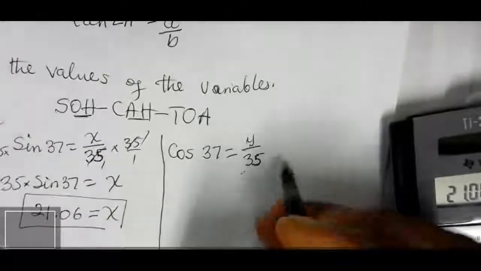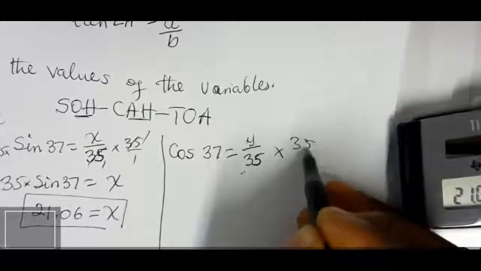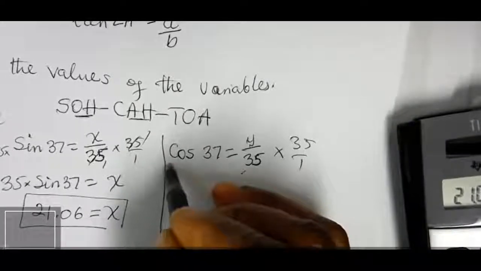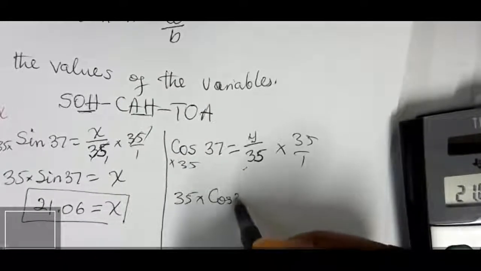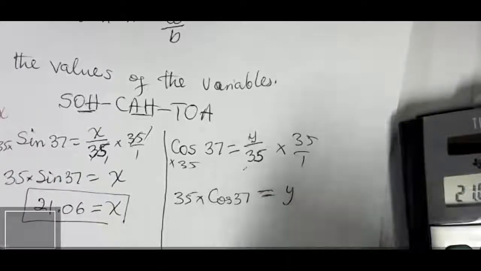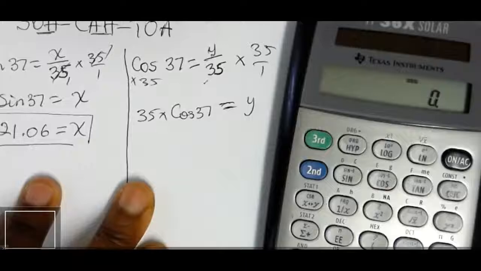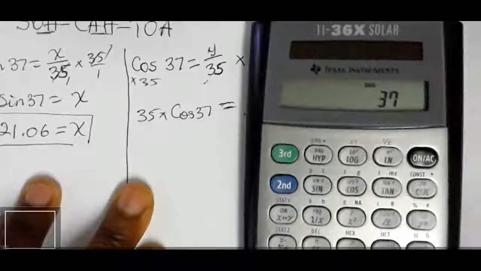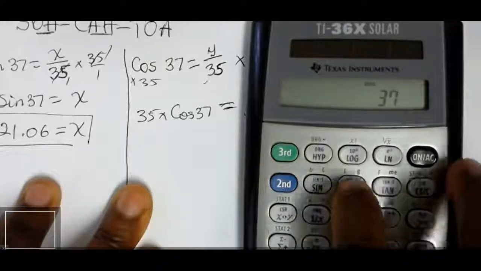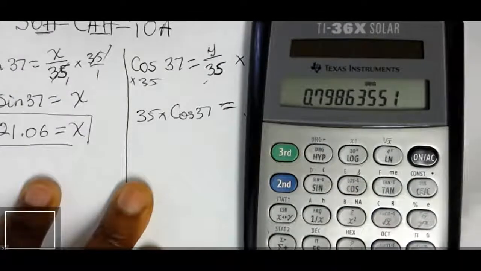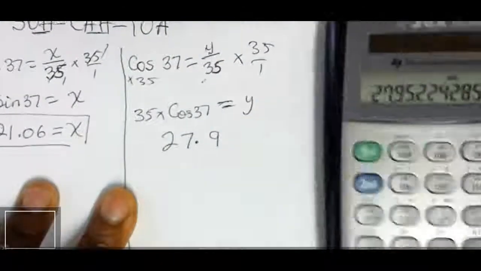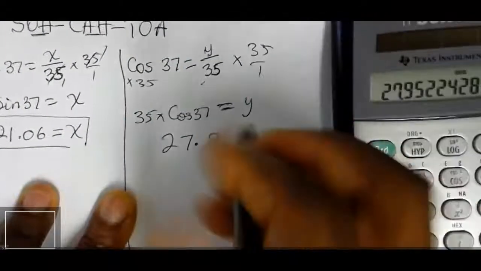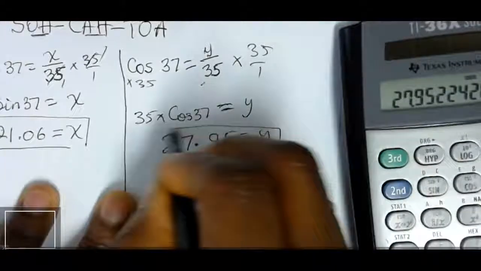How about y? We do the same thing. We multiply both sides by 35. So it's going to go 35 times cosine 37 equals y. Okay, use the right key. You're going to plug in 37 cosine this time. Cosine gives us the number, and then we multiply by 35. That's 27.995.